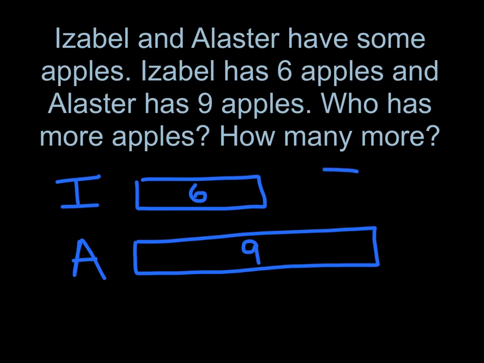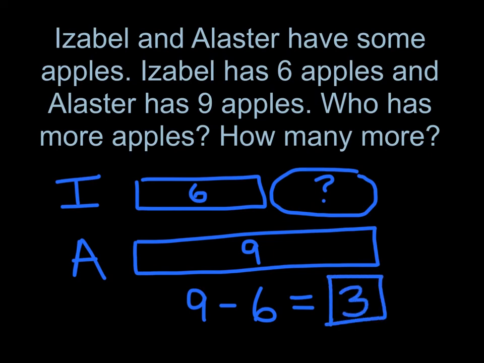Then I draw an oval right next to Isabel's bar with a question mark. This oval represents the amount of apples I need to add to Isabel's amount in order to have the same amount as Alistair's. 9 minus 6 equals 3. Alistair has 3 more apples than Isabel.